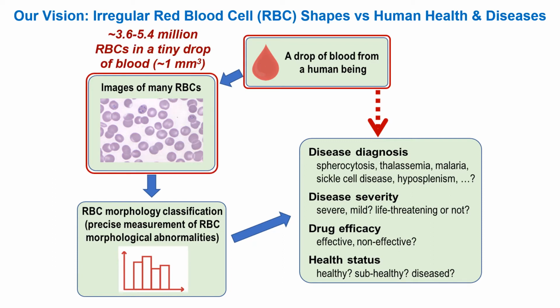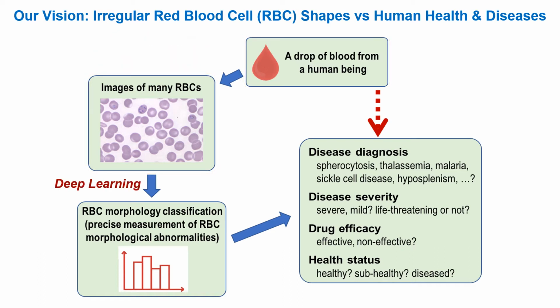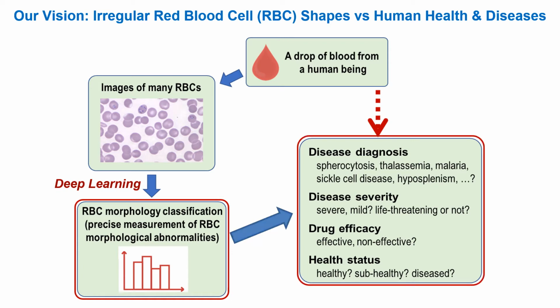There are approximately 3.6 to 5.4 million RBCs within a tiny drop of blood with 1 cubic millimeter volume. Therefore, we can obtain lots of image data for RBCs using only a small drop of blood. Utilizing the latest deep learning tools in image classification, we can precisely quantify the RBC morphological abnormalities and link to disease diagnosis and health status.